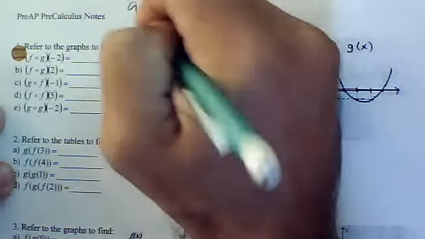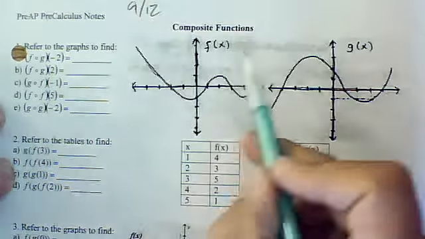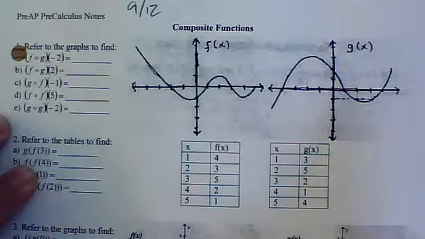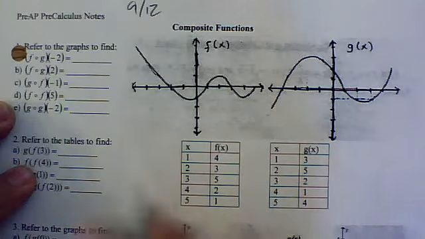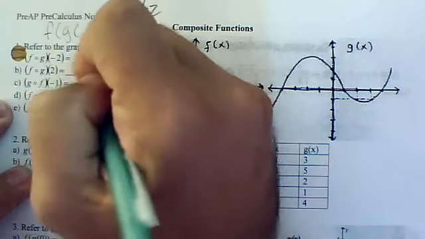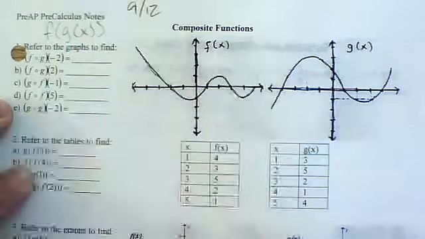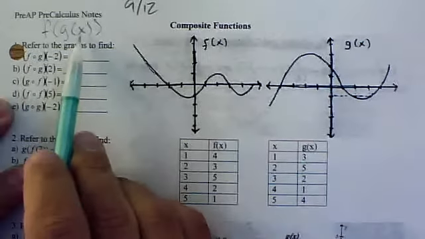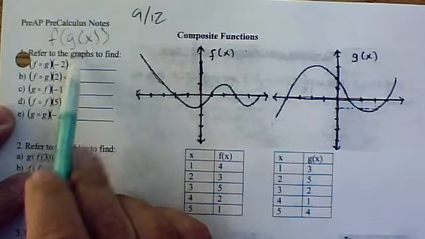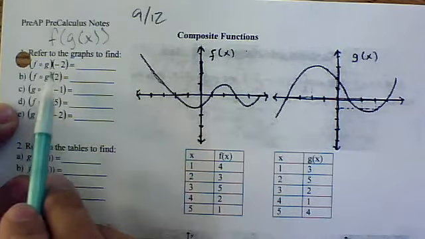Okay, so today's 9/12, and we worked more with composite functions, but we're actually looking at graphs and tables today. It still works the same way. Yesterday we talked about f of g of x, where we took the inside function and plugged it into the outside, so we always start with the inner and move to the outer.